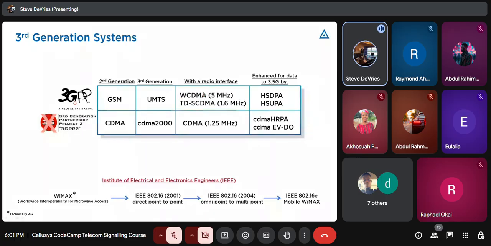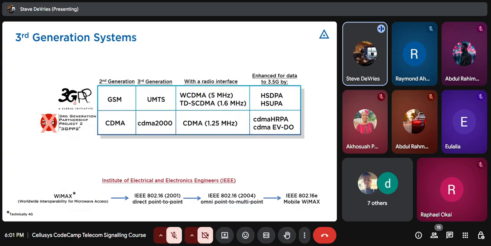As time went on, it was enhanced and went faster and faster with these technologies. We don't have to worry about these now. This is High-Speed Downlink Packet Access and High-Speed Uplink Packet Access. That's just as time went on. Before it became 4G, it became quicker and quicker.